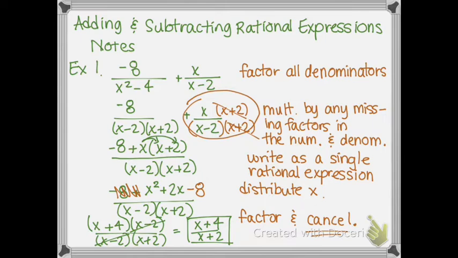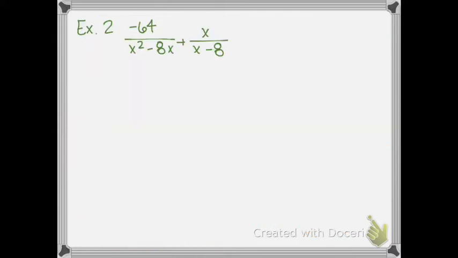They do not cancel. Something else that people are tempted to do is cancel these x plus 2's. You can't cancel yet because it's still an addition problem. You can only cancel at the very last step when we've rewritten it in this form, where everything is factored and it's a multiplication problem. Then we can cancel. Okay, let's try this one.